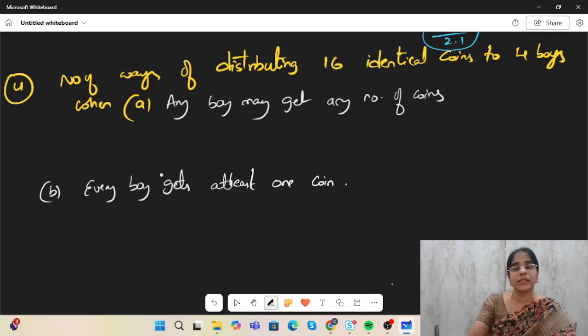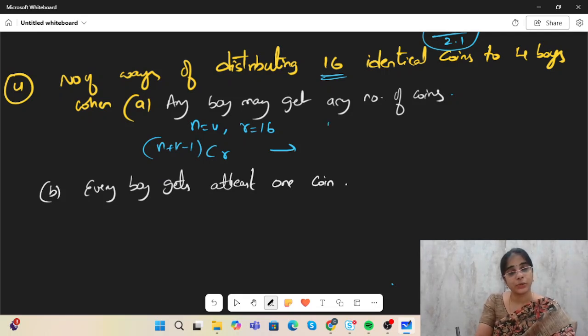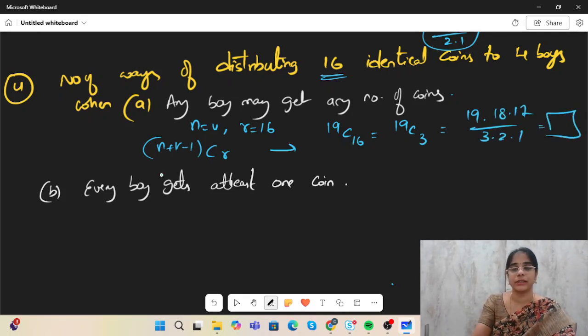Right. Now, my answer for this will be what? 16 identical coins are to be distributed to 4 boys. I want altogether a total of 16 coins, distributed to how many boys? 4 boys. So obviously your N equals 4, R equals 16. Clear? So your formula is N plus R minus 1 C R. So the final answer: 16 plus 4, 20, 20 minus 1, 19 C 16, which is the same as writing 19 C 3, which is 19, 18, 17 by 3, 2, 1. You get your final answer there. Right?